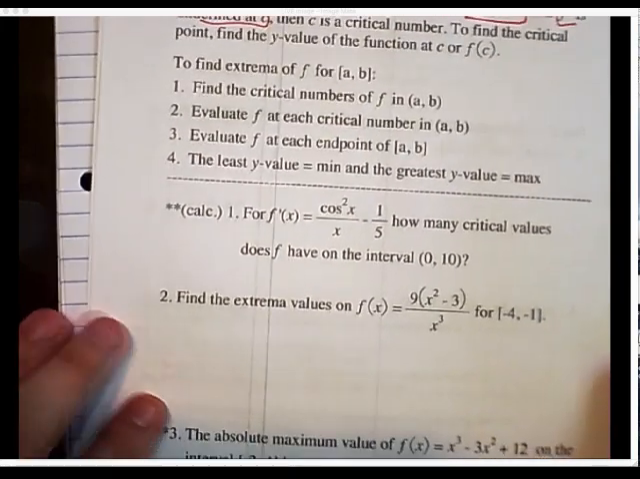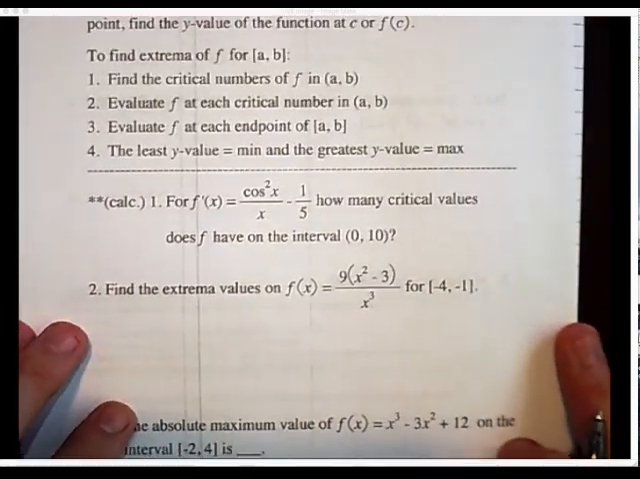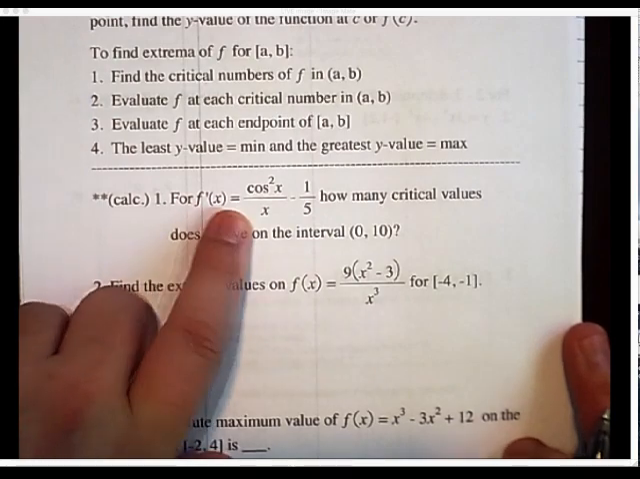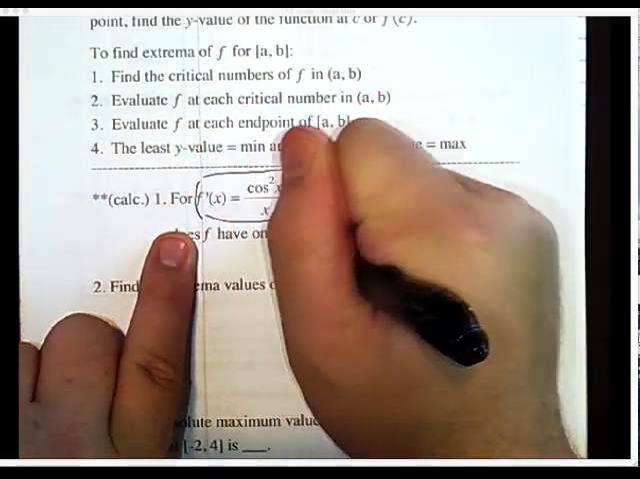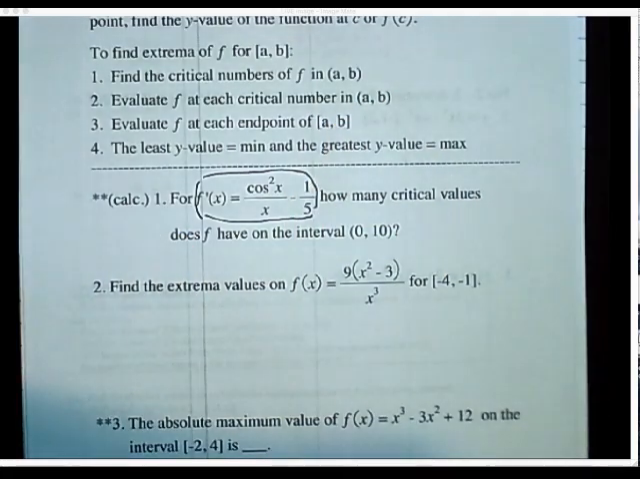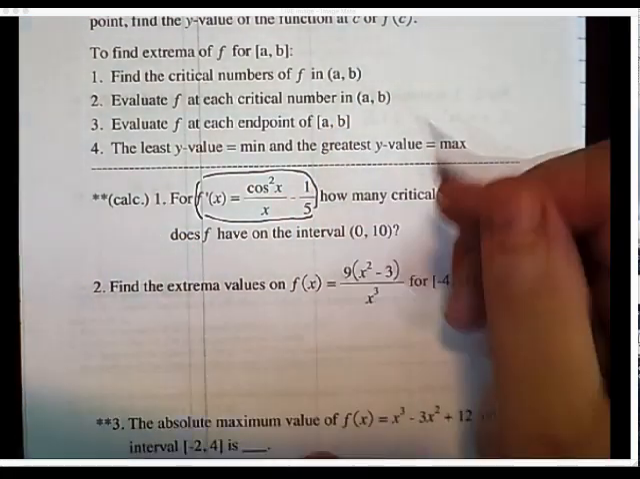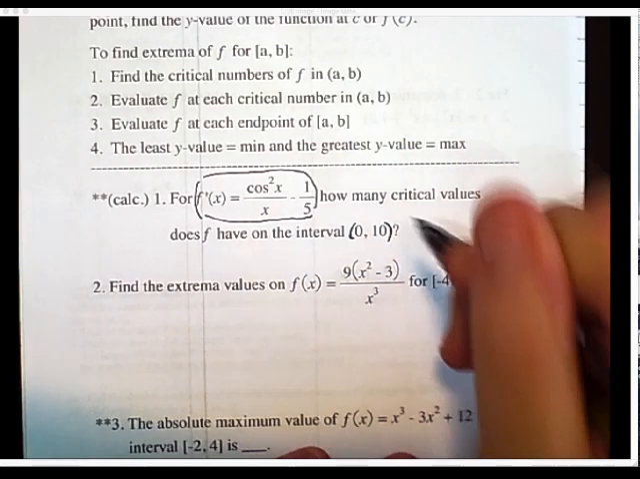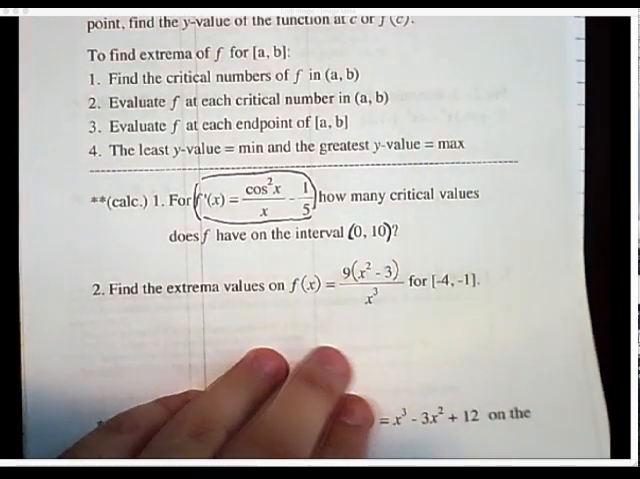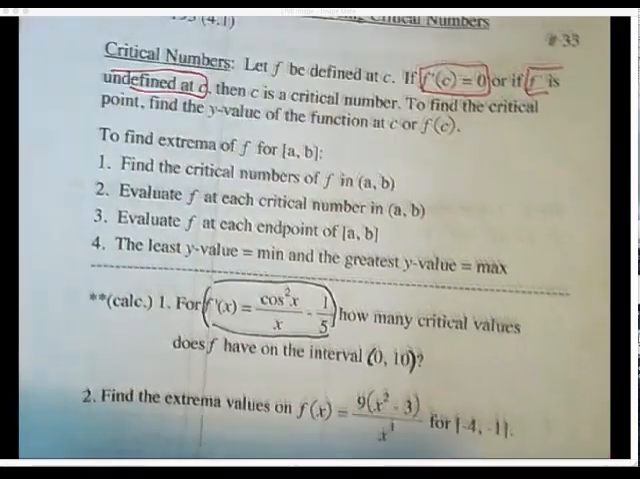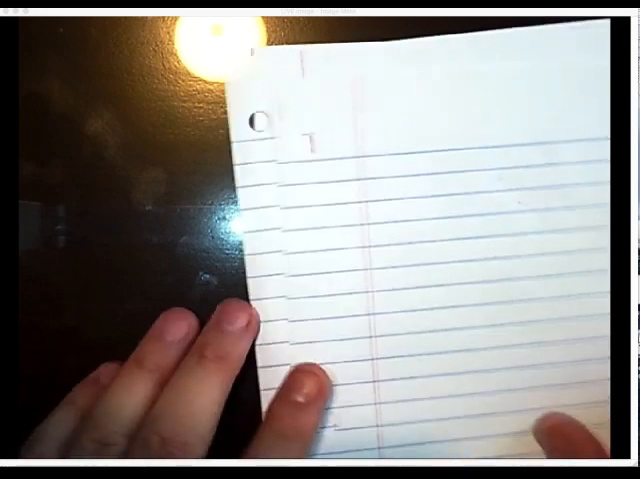Number 1. It says if the derivative equals this, how many critical values does f have on the open interval between 0 and 10? I'm just going to do this on a piece of paper, and I'm also going to use my calculator on it.